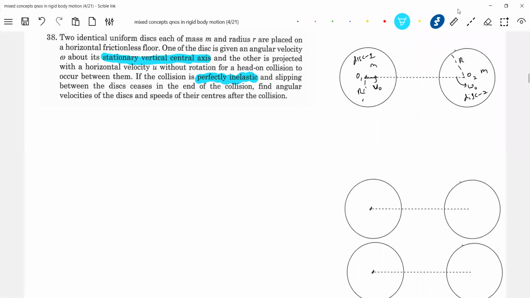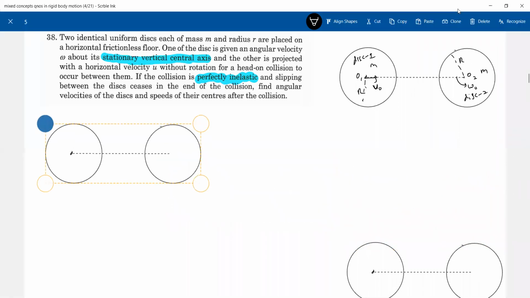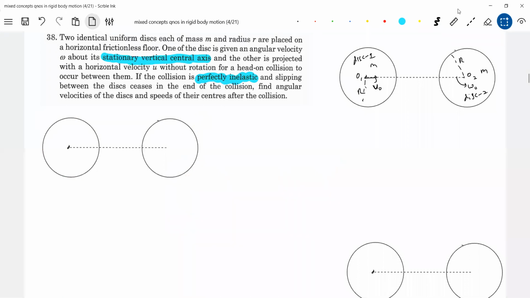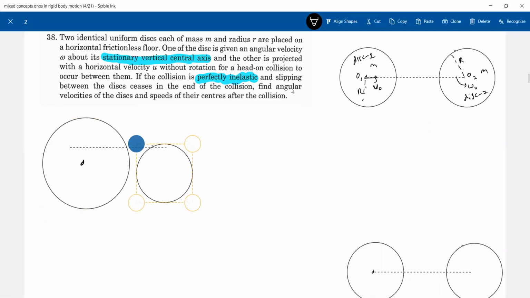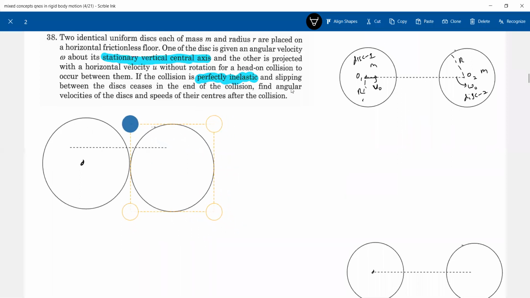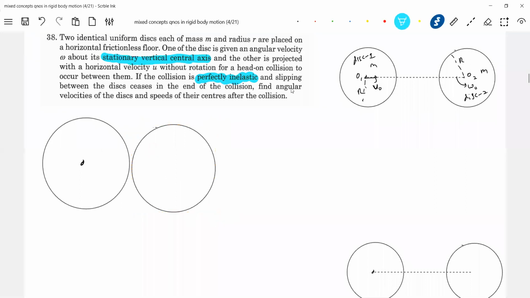So they'll come and collide. Finally, what happens? The disk will come and collide. After collision, what will happen? During that collision, what will happen is what we have to see here. I'll just magnify the diagram so that it'll be easy for you. Let me take this. There's the center of the disk. Now, this will be O1 and O2. It'll go and collide.